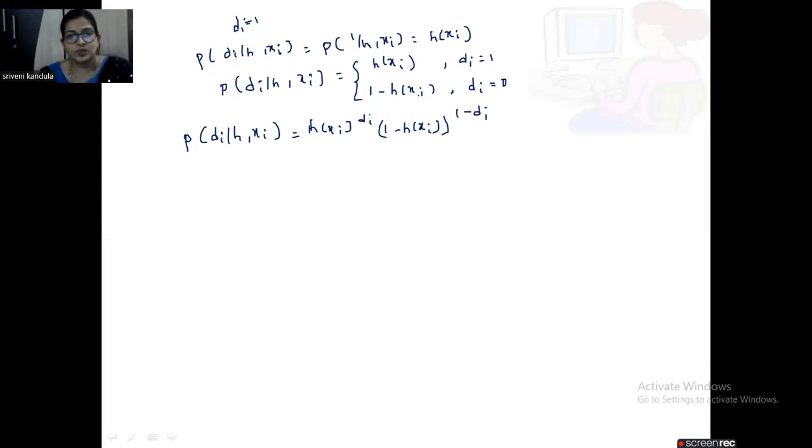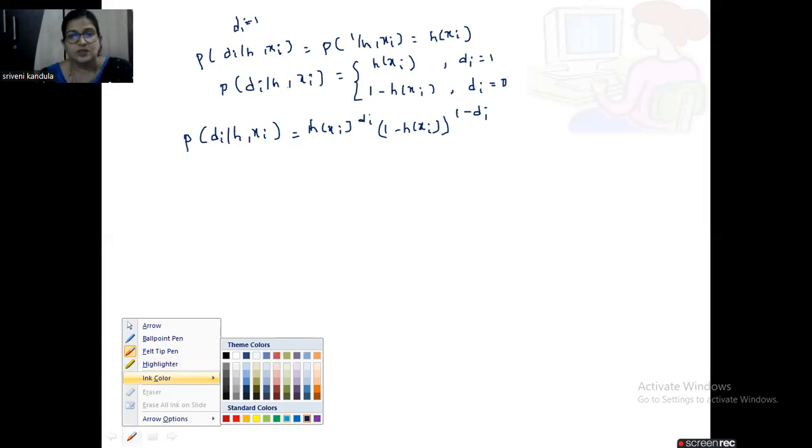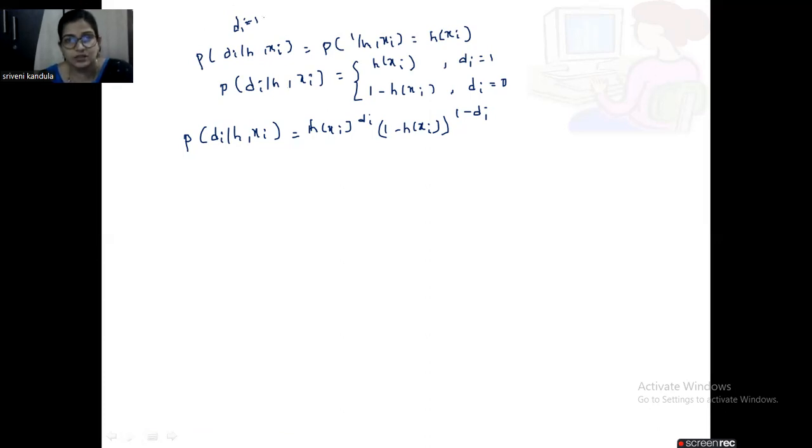So let us check whether both are same or not. First, let us take the di value as 1 and substitute in this. I'm changing my color, just a minute. So let us take the di value as 1 and substitute in h of xi. Then I will have only my h of xi to the power of 1, and this term is going to become 0. 1 minus di is 1 minus 1, which is 0. Anything to the power of 0 is 1. So I have h of xi when my di value is equal to 1.